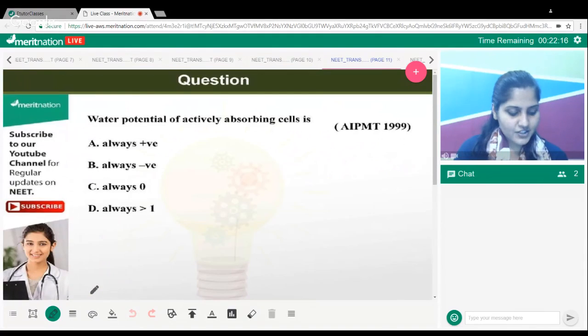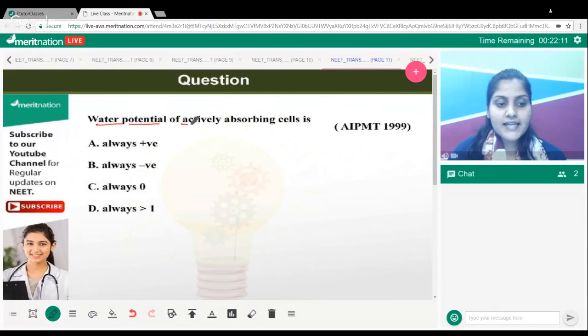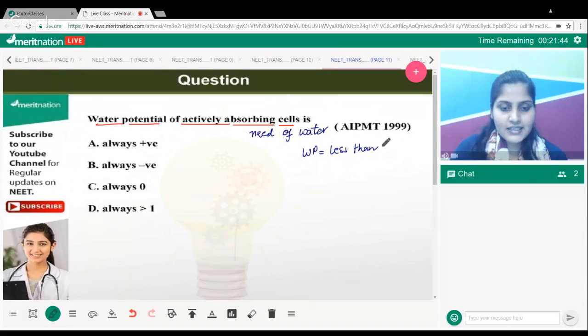The question says: water potential of an actively absorbing cell. Now, if it is an actively absorbing cell, it means that this cell is in need of water. It has fewer water molecules. So if water molecules are less, it means water potential is less than zero.